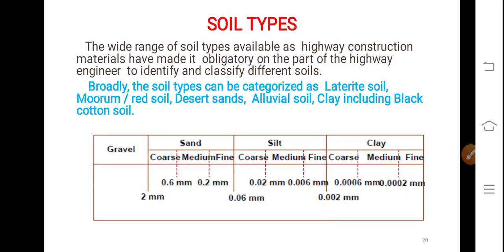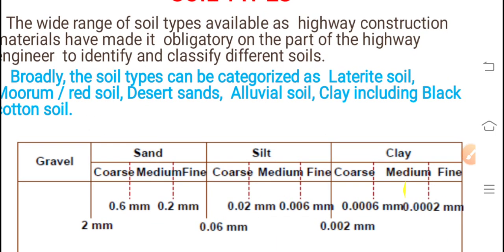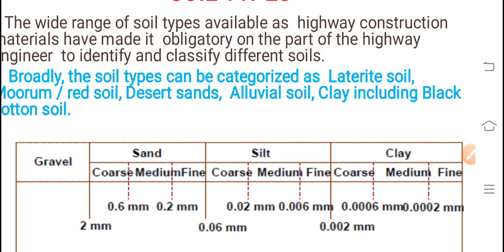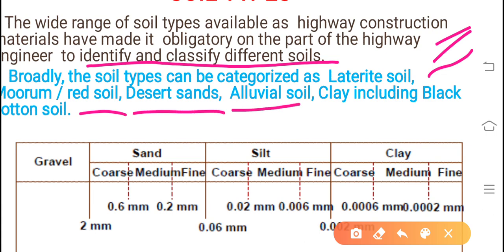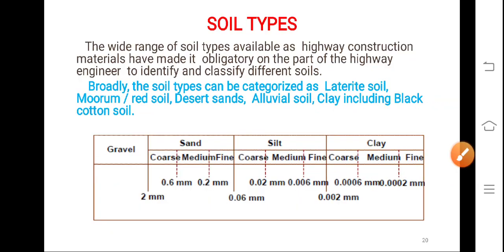Soil types. We have already studied these under geotechnical engineering, so we will just have a glance at it. We will not go into detail about all. The wide range of soil types available as highway construction materials has made it obligatory on the part of the highway engineer to identify and classify the different soils. Broadly, the soil types can be categorized as laterite soil, red soil, desert sands, alluvial soils, and clay including black cotton soil. The sizes for gravel, sand, silt, clay, etc. are given in this table.